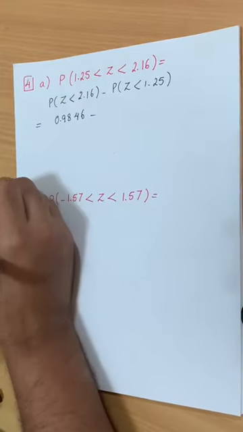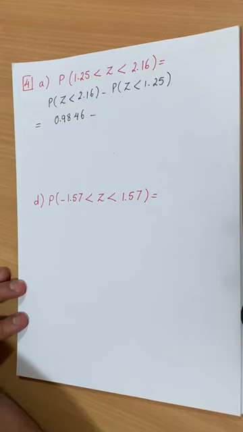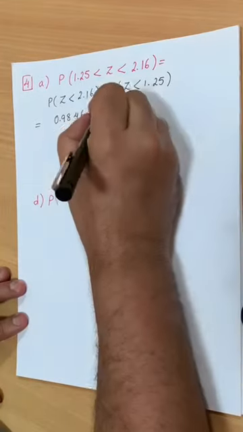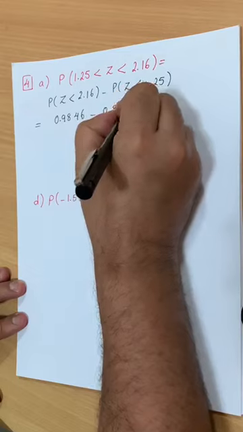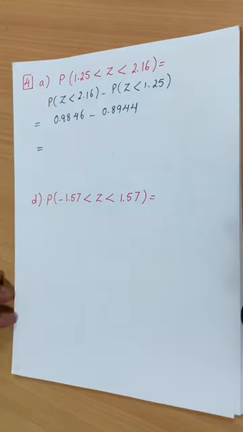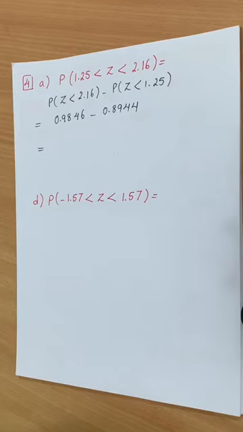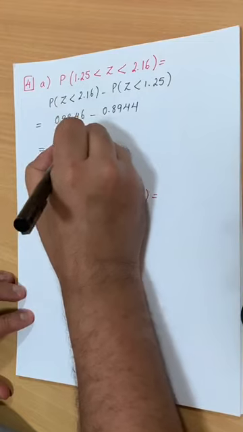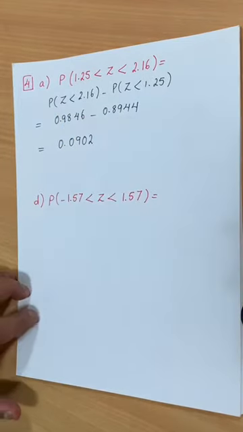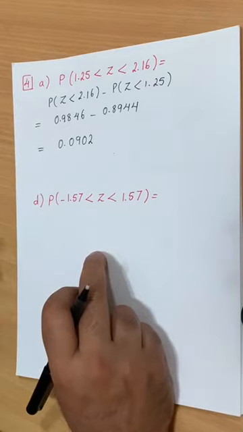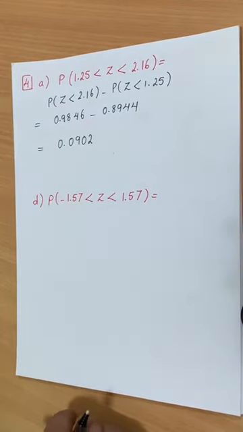0.9846. And less than 1.25: 1.2 first, then on the line of 1.2, 1.25 is 0.8944. Then take the difference. So 0.9846 minus 0.8944. So the answer is 0.0902.